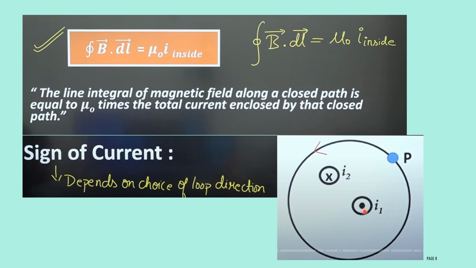Then it is I1. Then if the current is going inside, like I2, it is indicated by a cross, otherwise by an into mark. Then here the direction of the magnetic field should be clockwise. You have to remember, if the magnetic field is in the clockwise direction, then the current will be going inside, indicated by the into mark, that is I2. Therefore the sign of a current will depend upon the choice of direction of the loop.